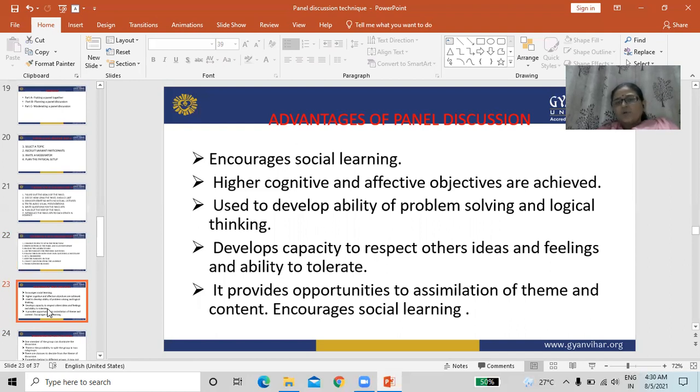To provide opportunity to assimilation of theme and content, encourage social learning. These are the advantages of panel discussion.